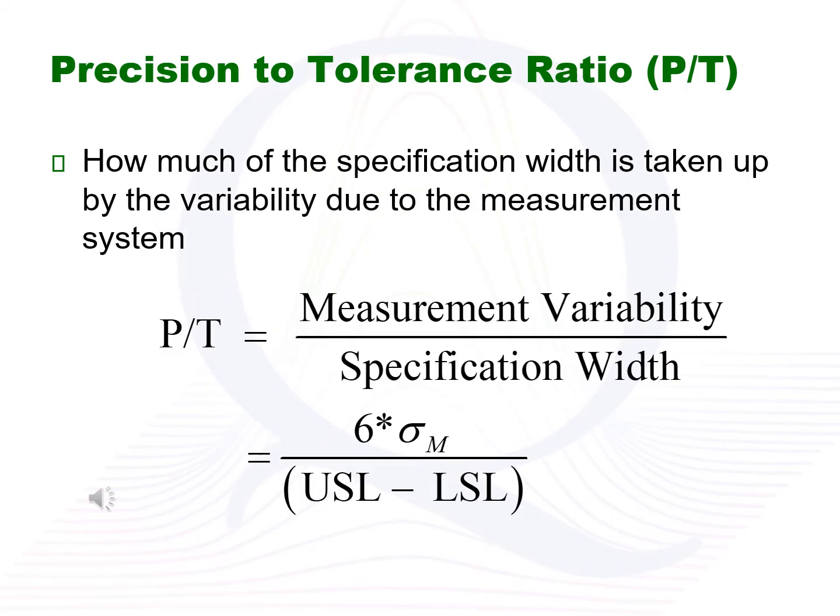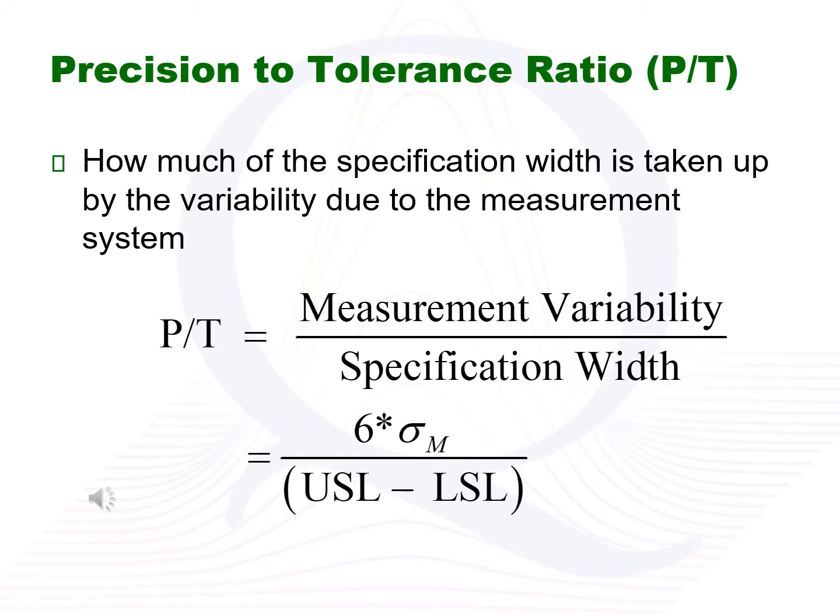The precision to tolerance, or P to T ratio, is the ratio of the measurement variation to the specification width. It identifies how much of the specification width is taken up by the measurement variation. The formula for finding this ratio is given in the slide.